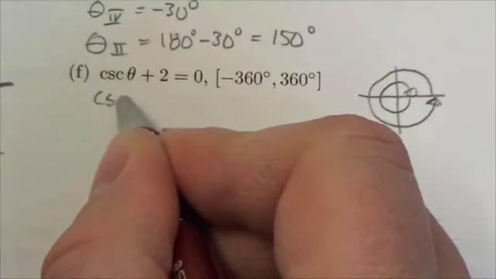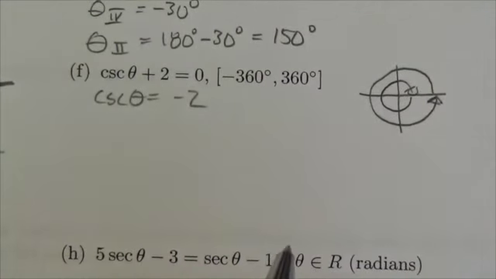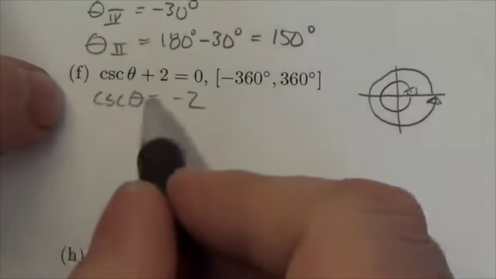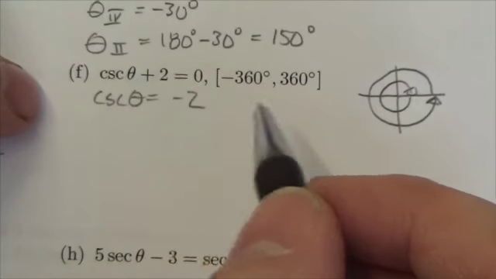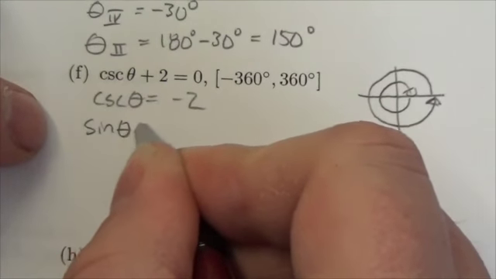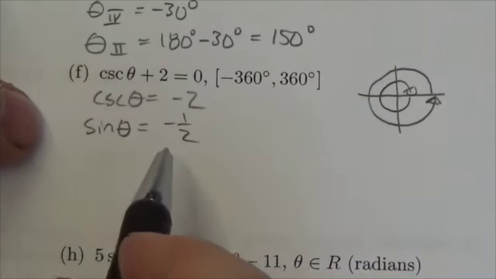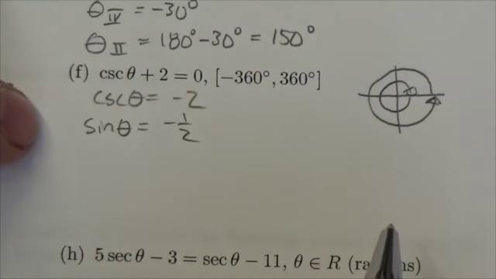So I'm going to isolate the trig function. So cosecant of theta is equal to negative 2. I don't want to work with cosecant. I want to work with either sine, cos, or tan. So I know that cosecant is the reciprocal of sine. So I'm going to reciprocate both sides. And when I do that, on the left that becomes sine of theta, but when I do it on the right I get negative 1/2.